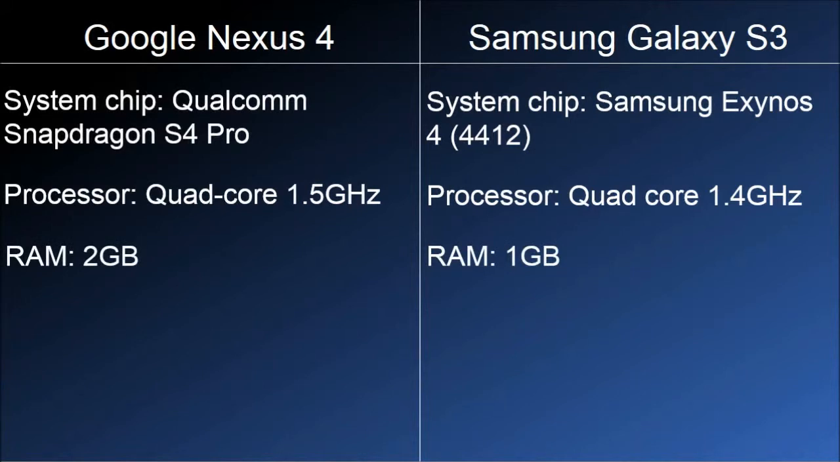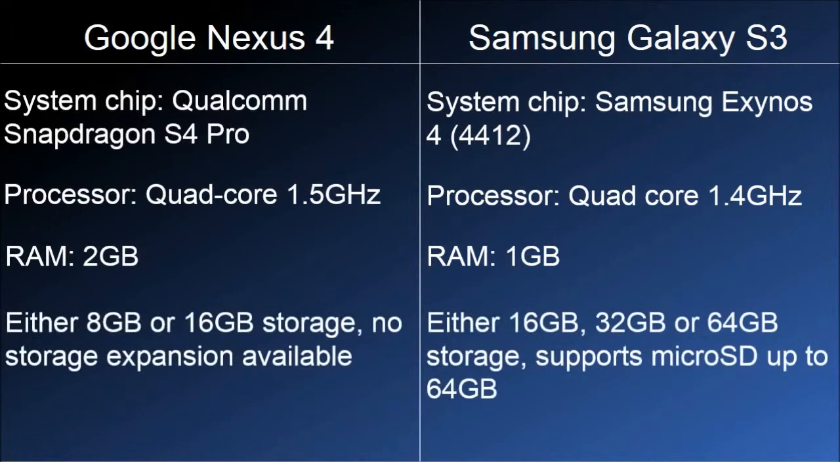Again, the Google Nexus 4 is beating the Samsung Galaxy S3 in terms of processing power, and now it has 2 gigs of RAM compared to the Samsung Galaxy S3's 1 gig of RAM, so big upside, because I know the S3's RAM is particularly bad, it gets full very quick, so that's a good point on the Nexus 4. Now, here's the downside to the Nexus 4.